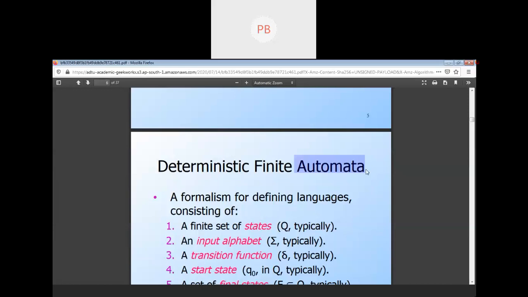That means there is a finite set of steps you have to follow while you study a particular machine.